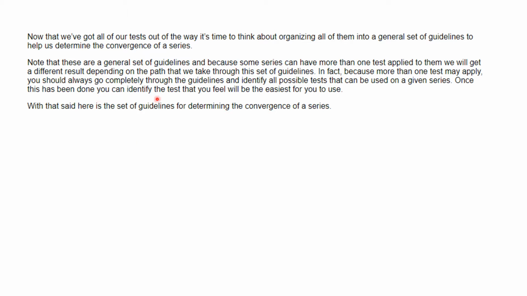Once you've done this, then you can identify the test that you feel will be the easiest for you to use for the particular situation. With that said, here's a set of guidelines for determining the convergence of a series, and there is no substitute for practice.